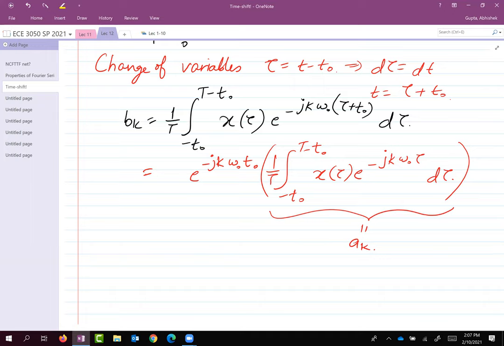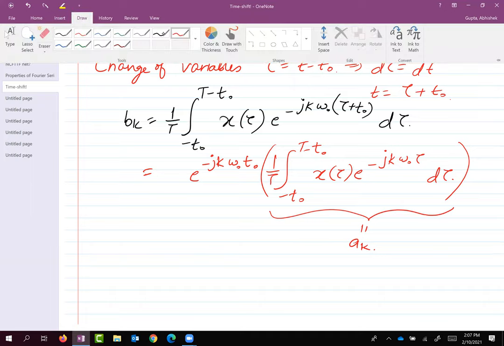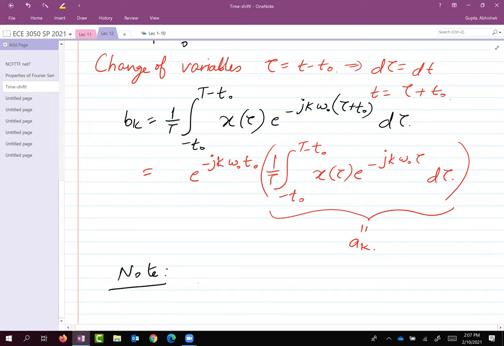How does the Fourier transform change? One thing you will notice is that the absolute value of b_k is the same as the absolute value of a_k. So the magnitude or the strength of the kth component doesn't change, because the strength is directly proportional to the amplitude. There is some phase change because of the e raised to minus jk omega naught t naught term, but the strength remains the same.